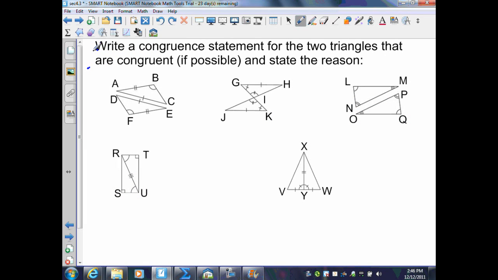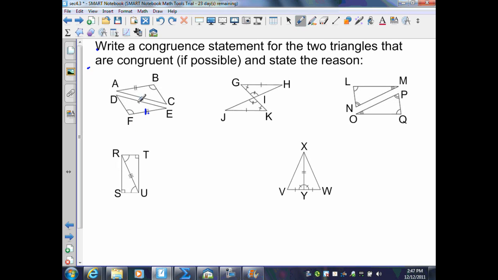On this slide, we're asked to write a congruent statement for the two triangles that we can prove to be congruent, if possible. And if so, we want to state the reason for their congruence, and then write the congruent statement. Here, we're given triangle ABC and DEF. We are given two sides are congruent.